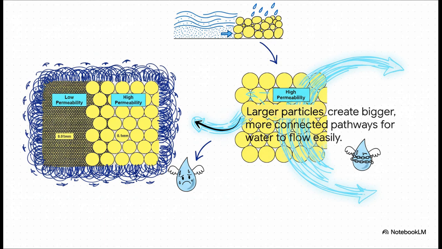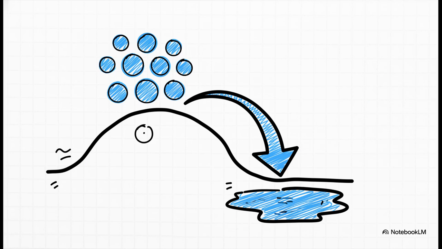So why the massive difference? Well, the reason is actually beautifully simple. As you can see here, bigger particles, like in gravel, create these big, wide-open, connected pathways for water to just cruise right through. But the tiny, super tightly packed particles in clay, that's like an impossible obstacle course for a water molecule.